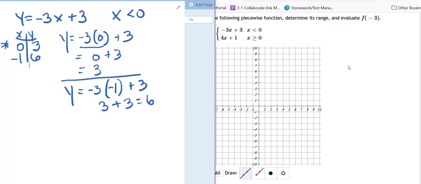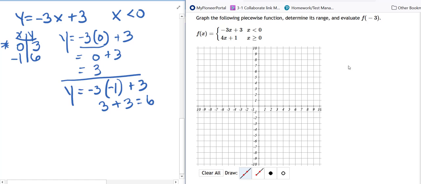So let's go to the graph, and your tools are down here. We have less than 0, so we're going to use an open circle first to get the endpoint there, and we're going to plot 0, 3. So don't go over, go up 3 and click.